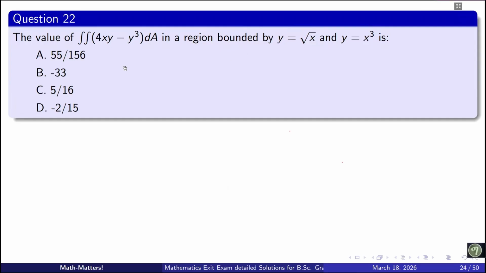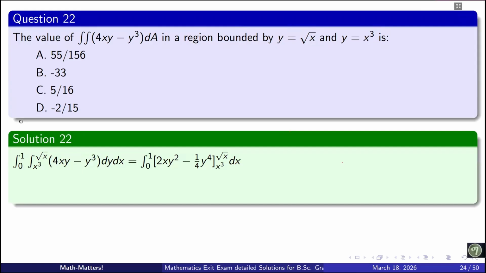So in order to evaluate the double integral of a certain function, we have to take the integral from 0 to 1, from 0 to 1, the integral from x cubed to the square root of x, because y is equal to x cubed and y is equal to the square root of x are given here. 4xy minus y cubed, dy dx. That is, dA can be the product of dy and dx.